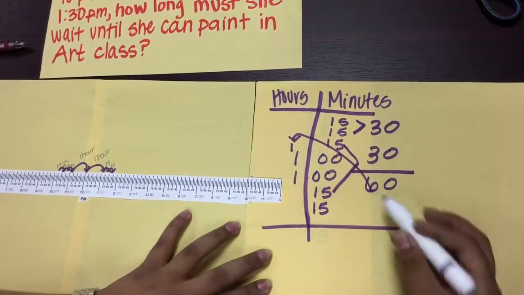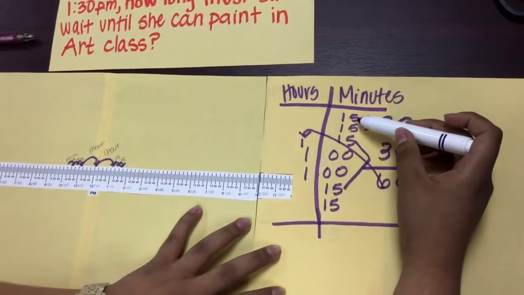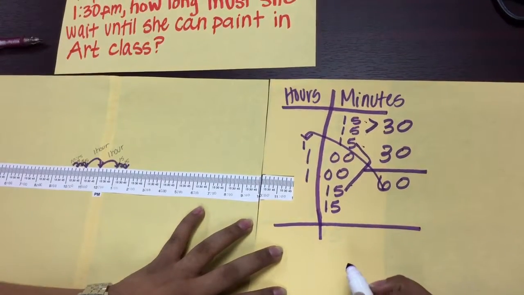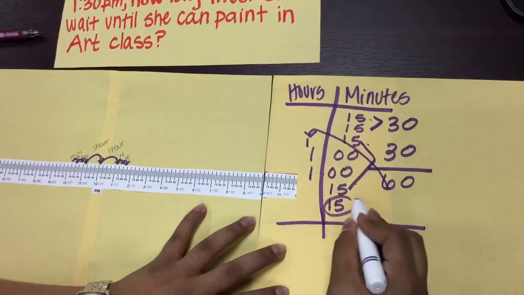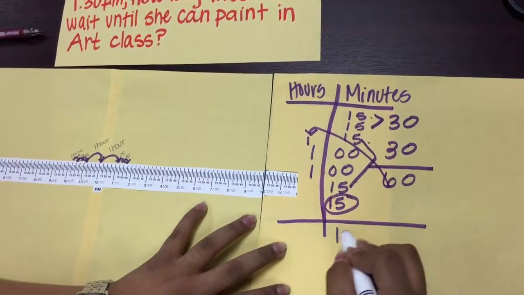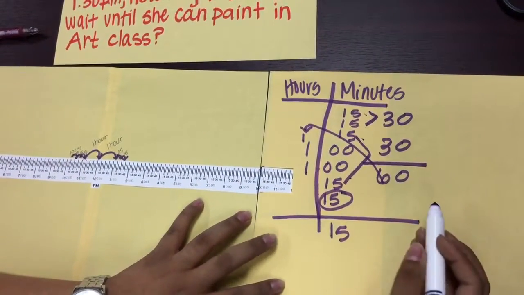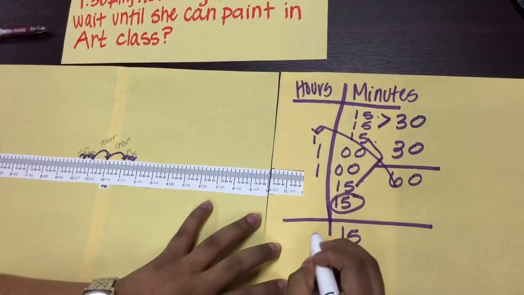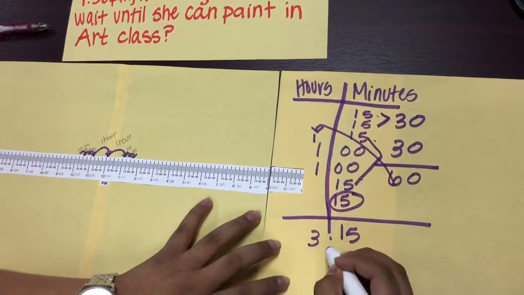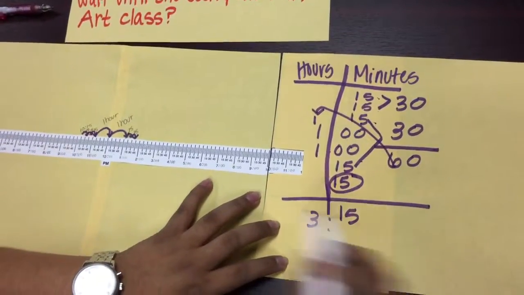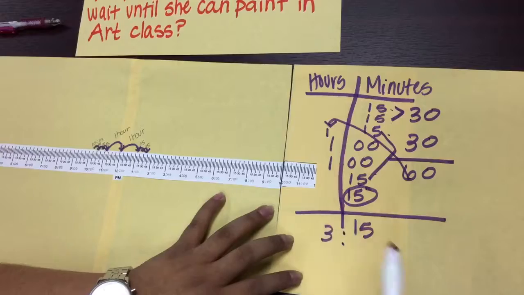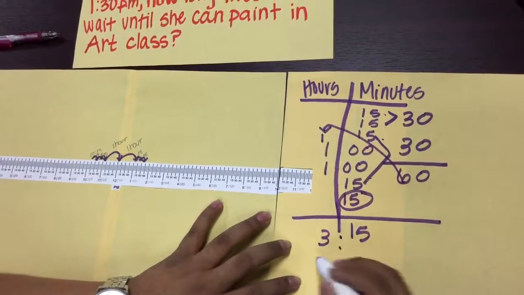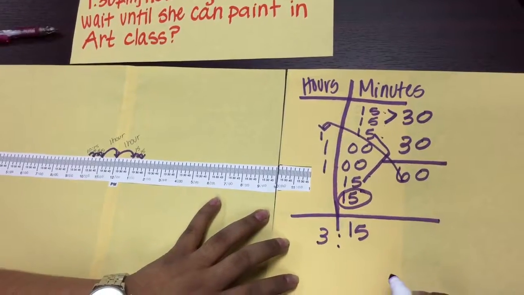So after using up and checking off our 15, 15, 15, and 15, I am left with what? Just this ungrouped 15-minute time interval. So now I can just simply count how many hours I have. 1, 2, 3. And notice how I'll be separating them with a semicolon, as I did on my timeline. So the amount of time that Elena has to wait until she can paint in art class is 3 hours and 15 minutes. Thank you.